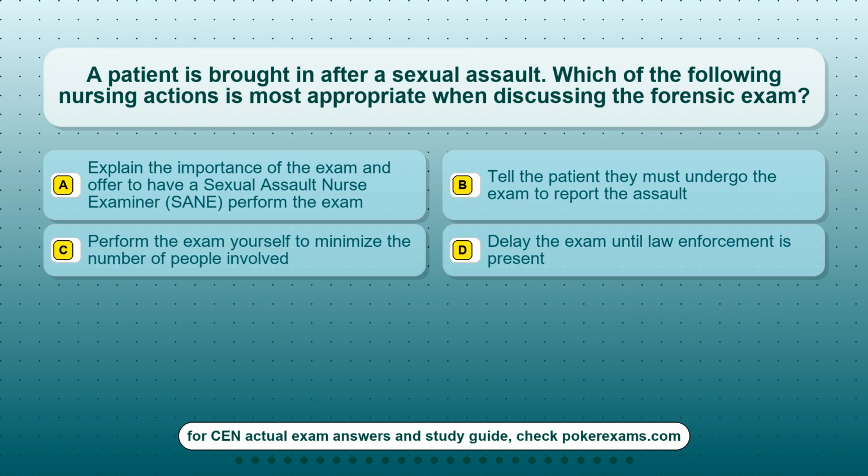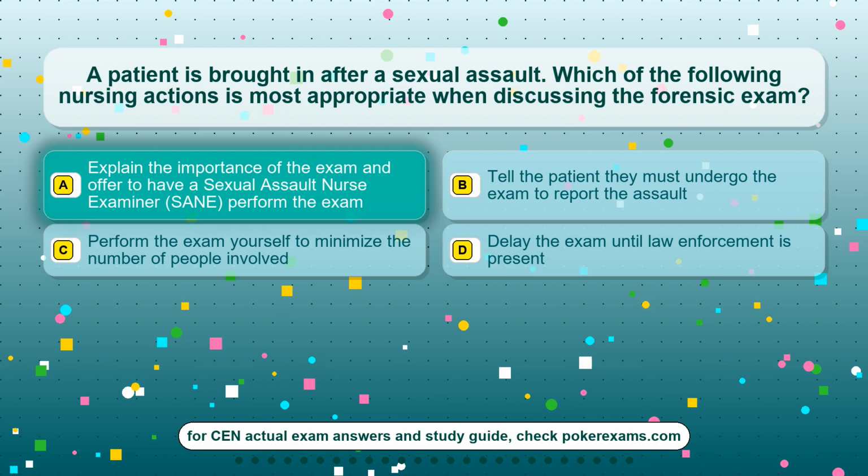Question 17. A patient is brought in after a sexual assault. Which of the following nursing actions is most appropriate when discussing the forensic exam? Option A, explain the importance of the exam and offer to have a sexual assault nurse examiner, SANE, perform the exam. Option B, tell the patient they must undergo the exam to report the assault. Option C, perform the exam yourself to minimize the number of people involved. Option D, delay the exam until law enforcement is present.